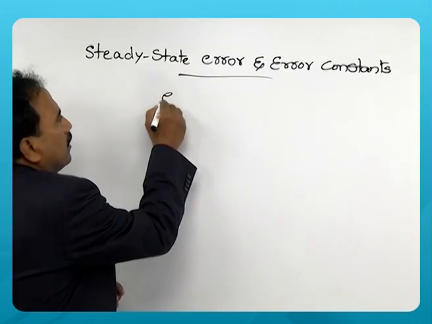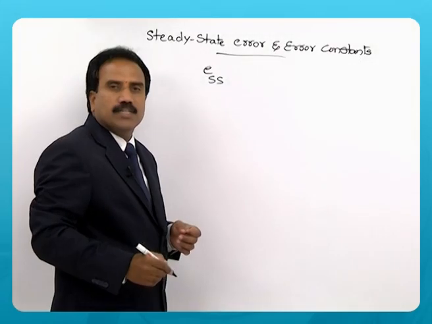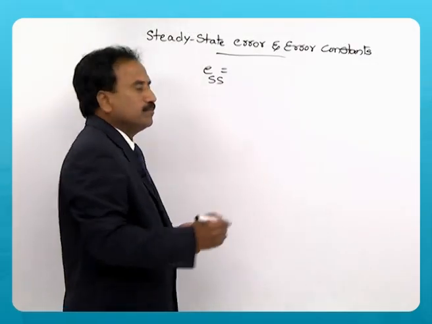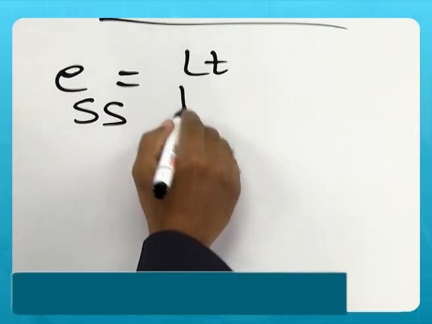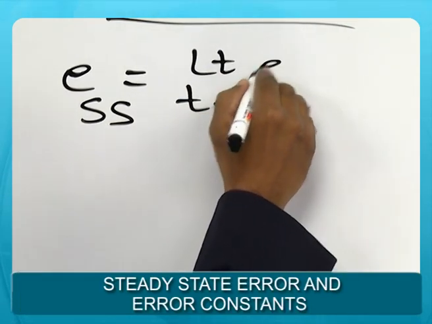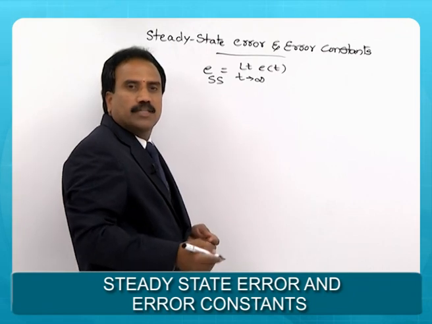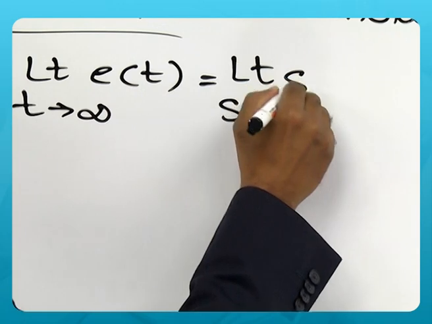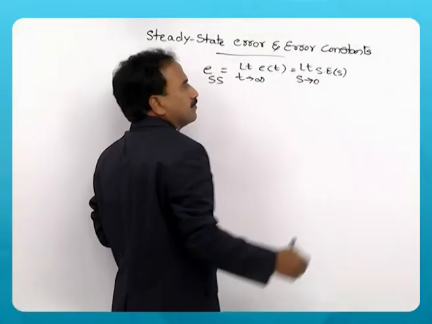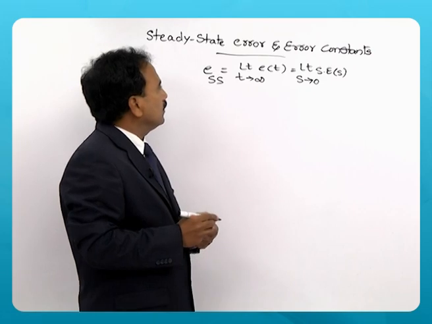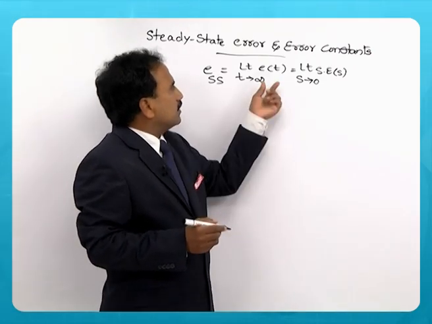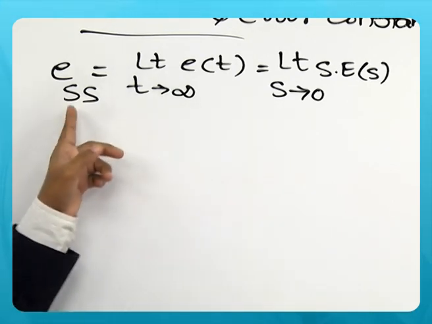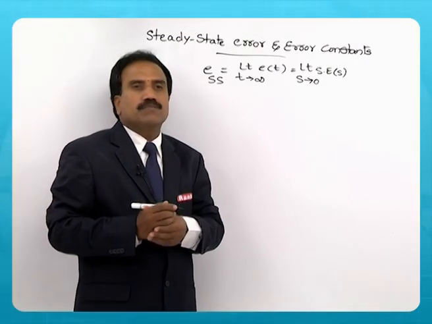This is represented by ESS, steady state error, and according to the final value theorem, limit t tending to infinity e of t, a function in time domain, is equal to limit s tending to 0 s E of s. So, the steady state error is e of t as time tending to infinity. That is the definition of steady state error.